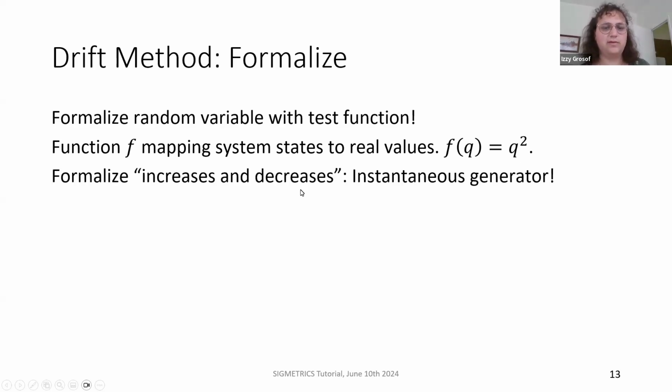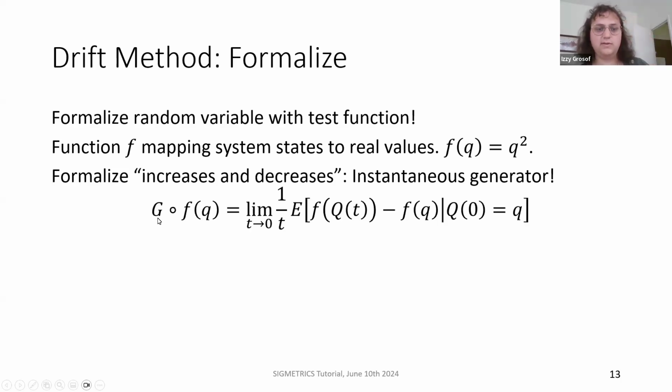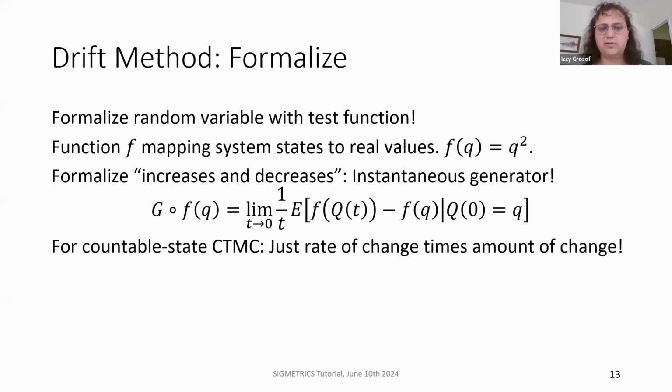And to formalize increases and decreases, we'll use something called the instantaneous generator. So that's defined as follows. The instantaneous generator of some particular function is just the change in that value of the function from time 0 to time t in expectation divided by t, limit t goes to 0. So this is basically the stochastic equivalent of a derivative. It's how much a function changes, divided out by t to get it to balance, limit t goes to 0, and we're just stuck in expectation.